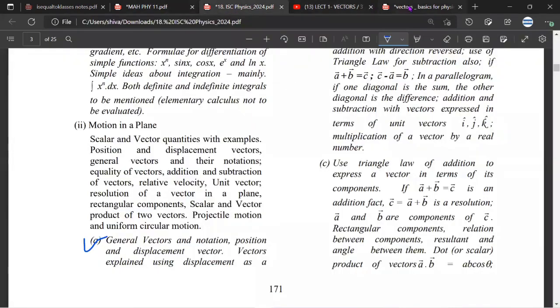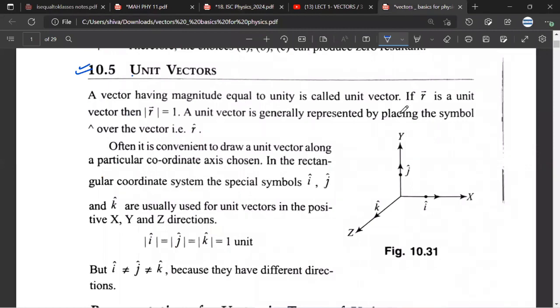Do you see this playlist? 3D vectors, 11th, 12th. I've already sent one or two lectures to you. I'll be sending more lectures from this playlist only, because this playlist has a lot of practice problems. So during this lecture, I'll just rush through the theory part, and then you'll have to do the numericals from the playlist. Is it okay? Okay.